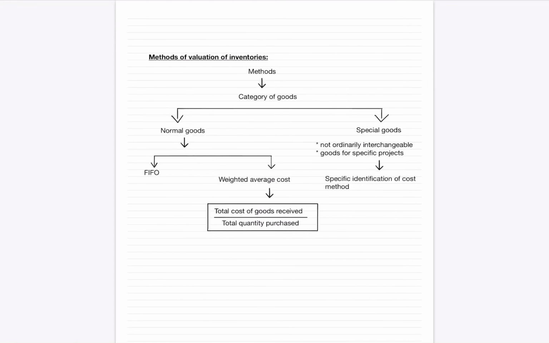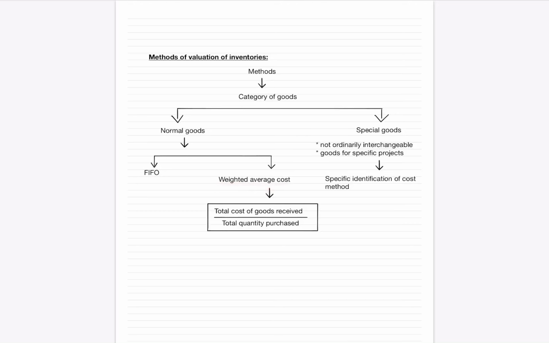Next, we are going to see the methods of valuation of inventories. The method for valuation of inventory will be chosen based upon the category of goods. If it is normal goods, that is goods of the same nature and same variety, which can be interchangeable, there are two methods available for valuation as per AS 2. The first one is the first in first out method and the next one is the weighted average cost method.